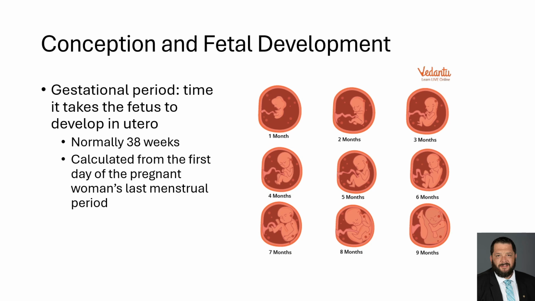The gestational period is the time it takes the fetus to develop in utero. Normally, this is about 38 weeks, or commonly referred to as 9 months, and it's calculated from the first day of the pregnant woman's last menstrual period. And you can see some images here of fetal development and size over that period of time.